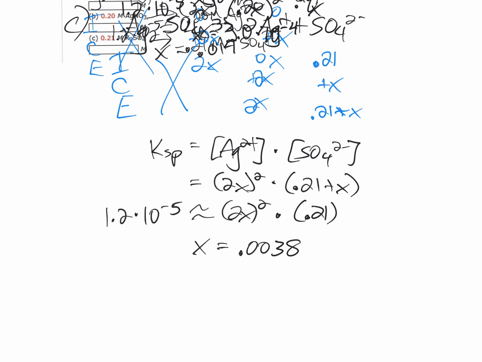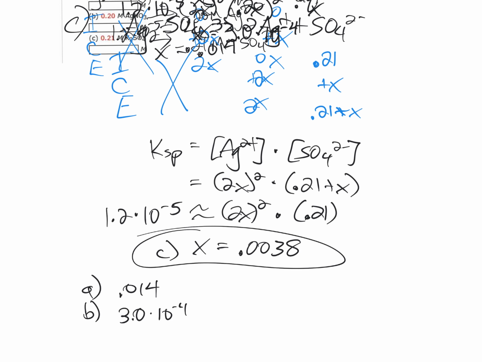0.0038. Now, let's summarize. In part A, our solubility was 0.014. In part B, our solubility was 3 times 10 to the negative fourth. And in part C, our solubility is what we just found, 0.0038. Now, which of those solubilities is biggest? Well, by far, the one that's 1.4 times 10 to the negative second. It's an order of magnitude bigger than either of the other two. So your biggest solubility is found in water.